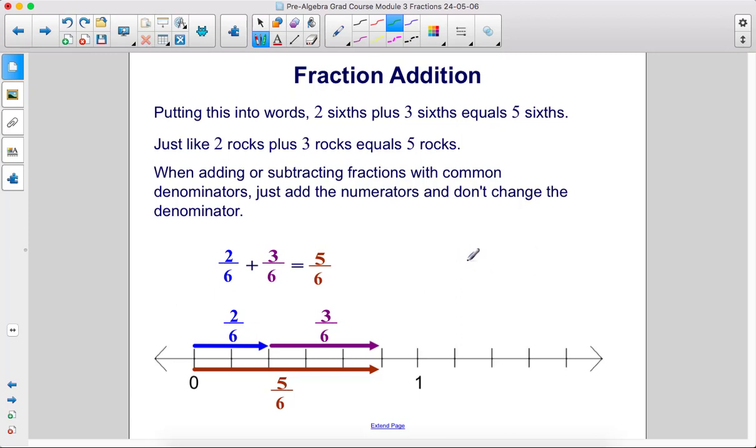When adding or subtracting fractions with common denominators, just add the numerators or subtract them and don't change the denominator. So 2 over 6 plus 3 over 6 equals 5 over 6. We add the 2 plus the 3, that's how we get the 5, and then we just keep the 6 in the denominator.